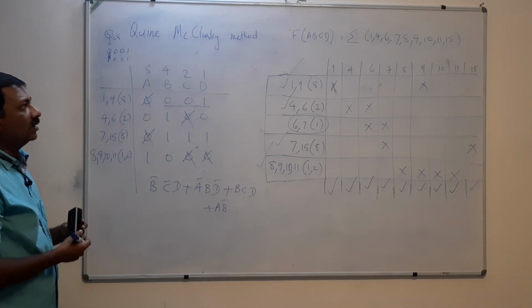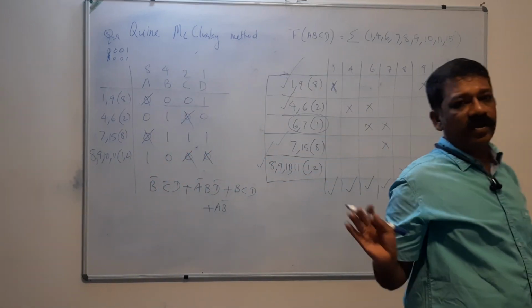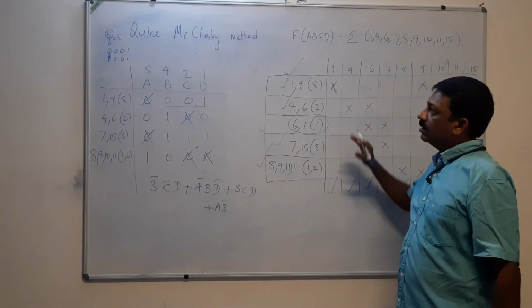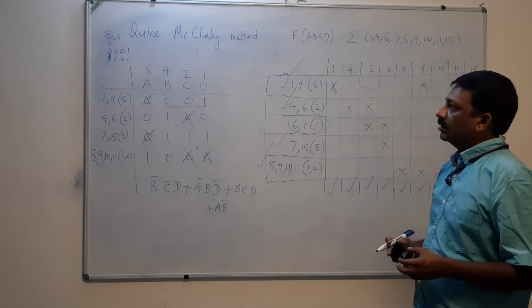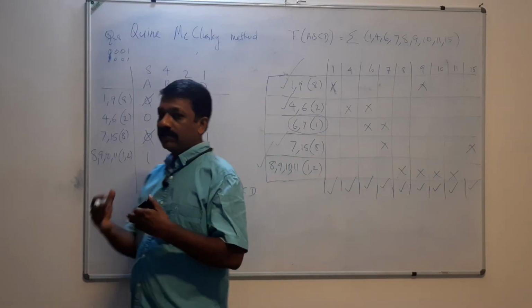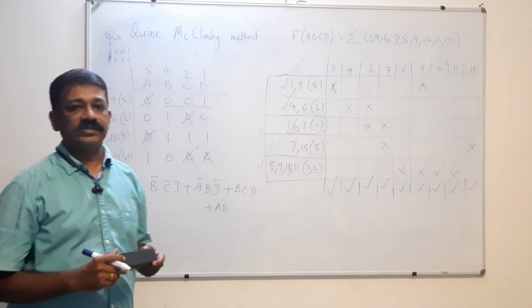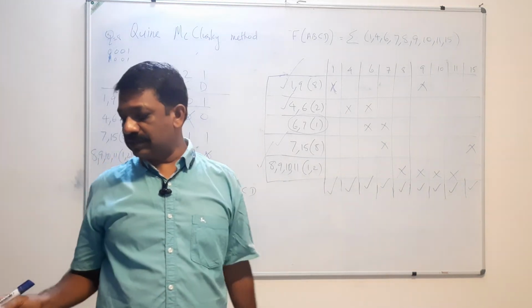That means in the Quine-McCluskey method, this is the way you can simplify an expression. You try to do it with more variables, 5 variables, 6 variables, etc. Then you will be thorough with that. And with that, I am concluding this session.